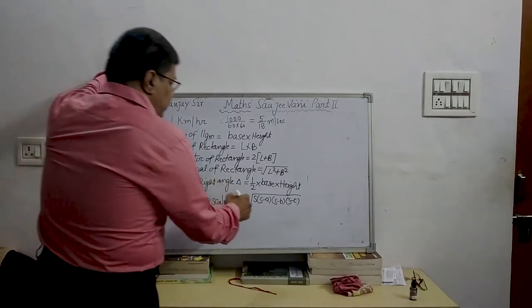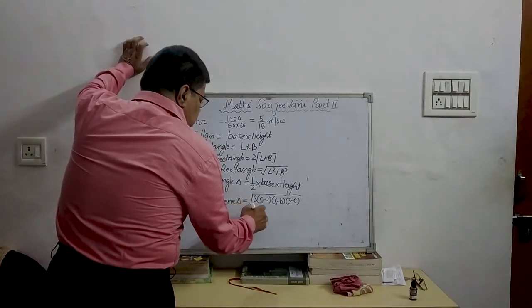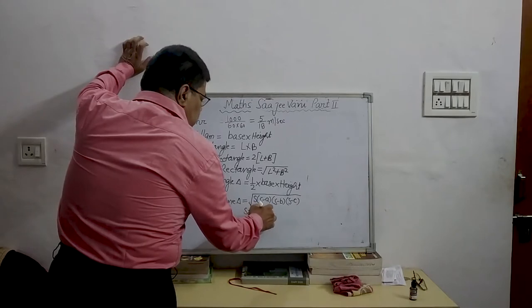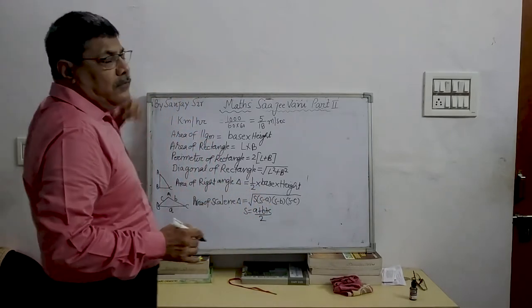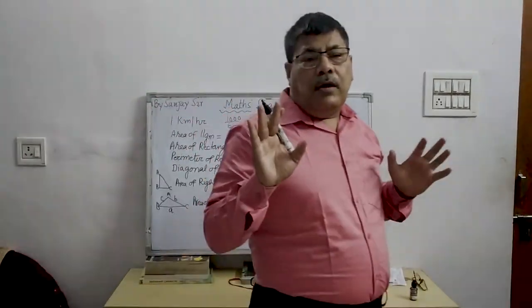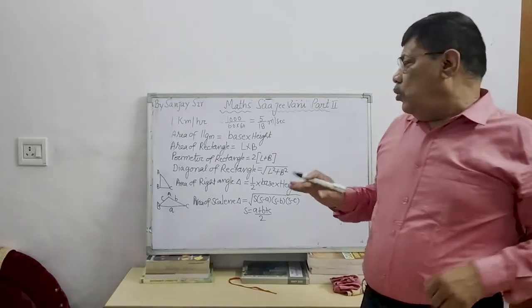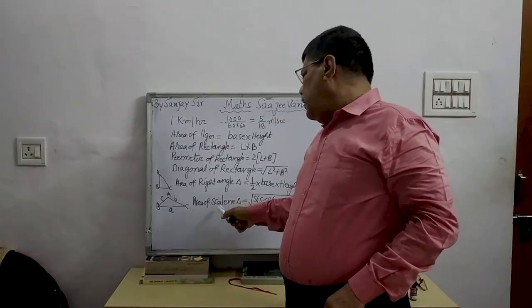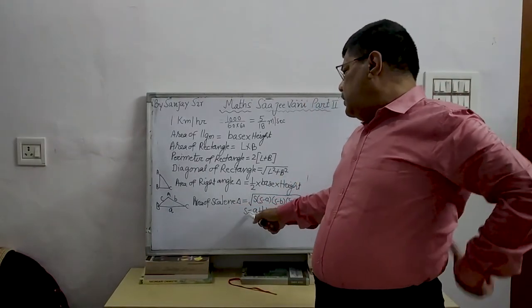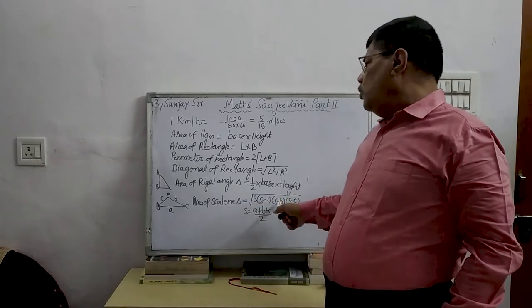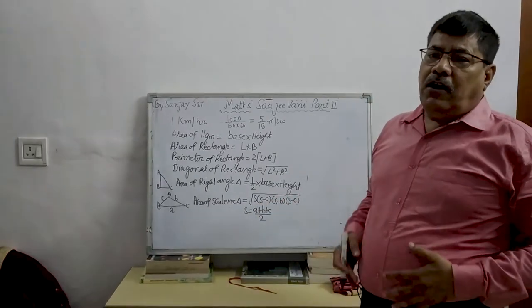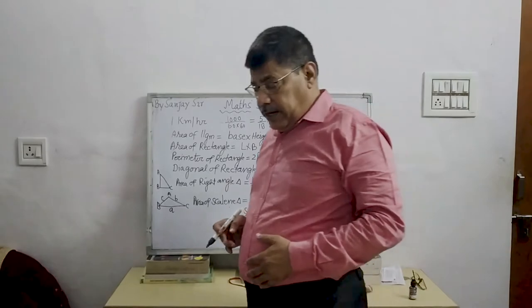So where S is (A plus B plus C) upon 2, meaning you find the sum of all the sides, then divide it by 2, and you will get the value of S. Then put this value here, and you will find out the area of the scalene triangle.